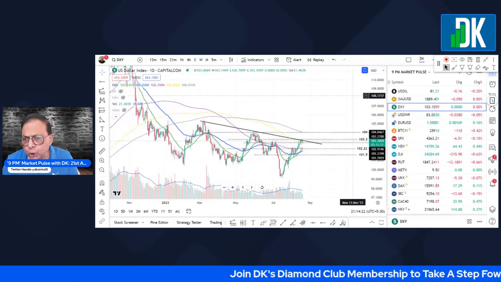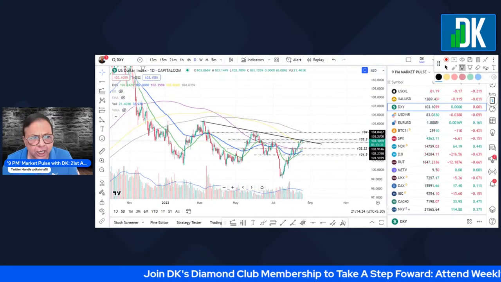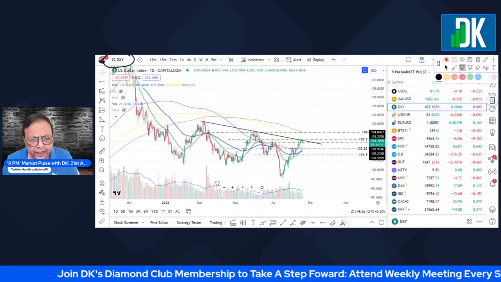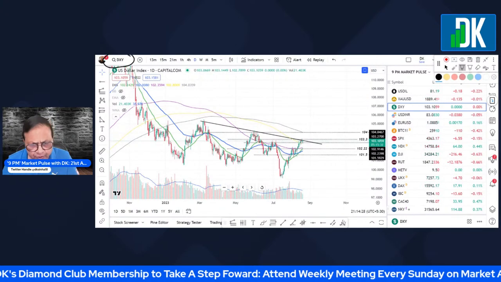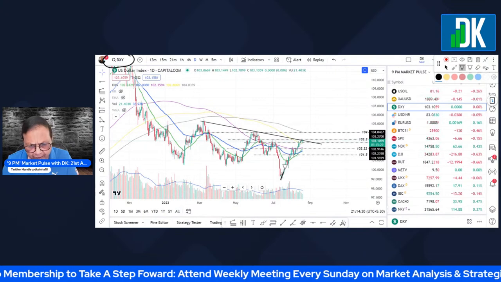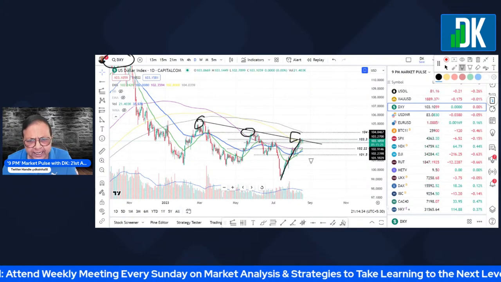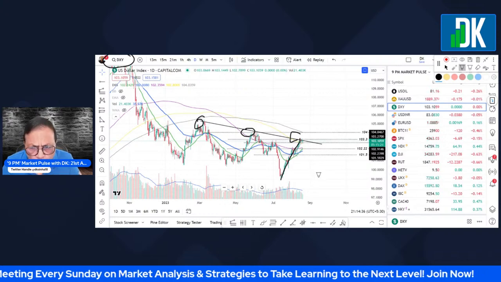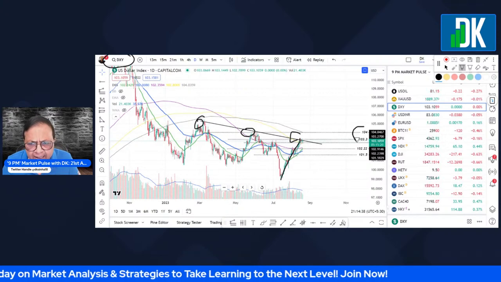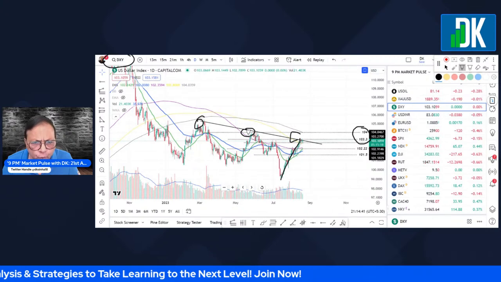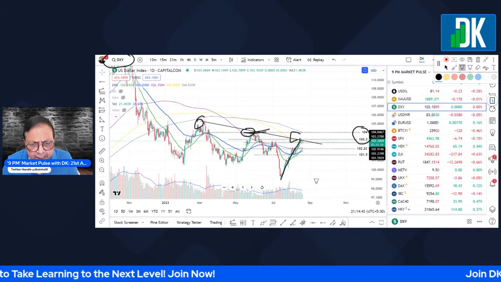DXY, this is the US dollar index. This is the price chart of DXY. What we can see, overall trend is bearish. There was a very strong pullback, but this trend line is acting as a resistance. Price is getting rejected. So immediate supply area is 103.3 to 104 level, where there is a resistance area.